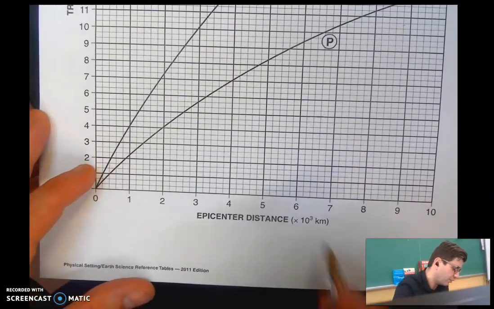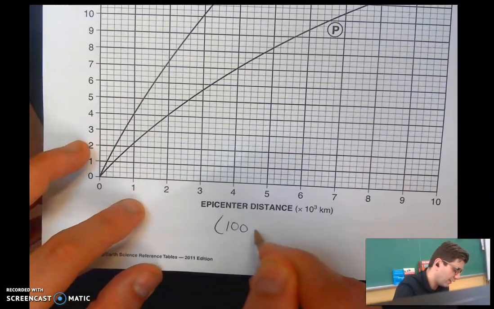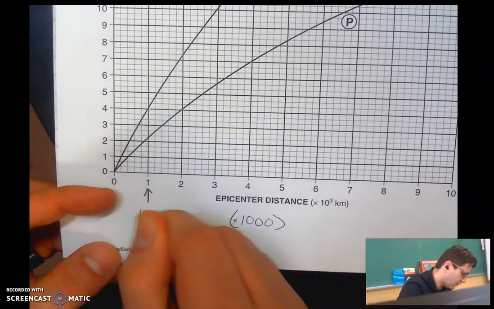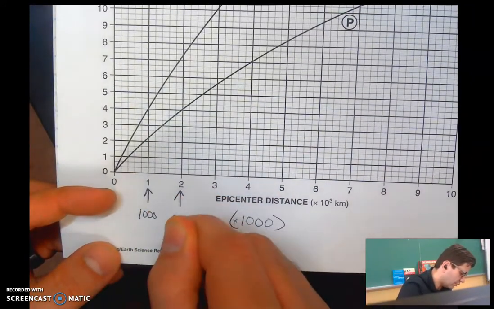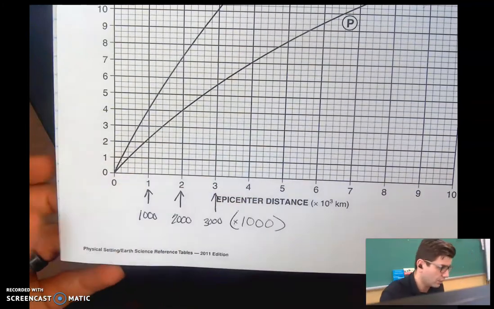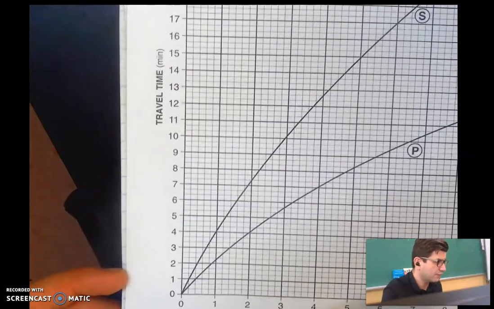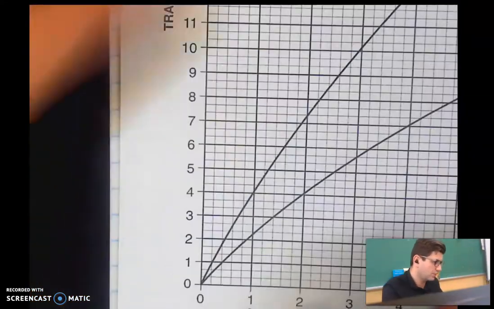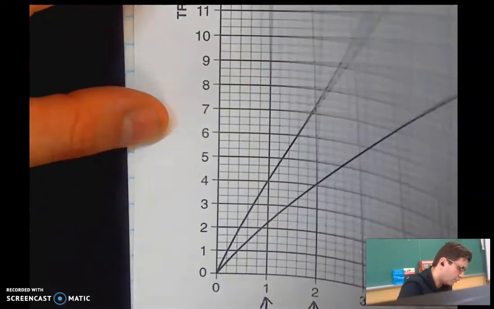It's times 10 to the third, which basically means each one of these is 1,000 multiplied by 1,000. So this point right here would be your 1,000. That right there would be 2,000 kilometers, 3,000, and so on. On the left-hand side, you have travel time in minutes. Now, the nice thing about this is that they give you subunits. The subunits for these are 20 seconds.